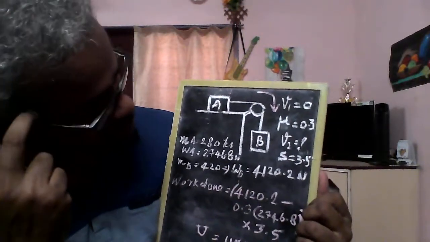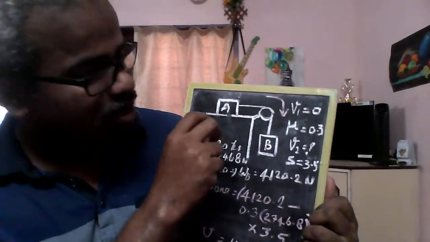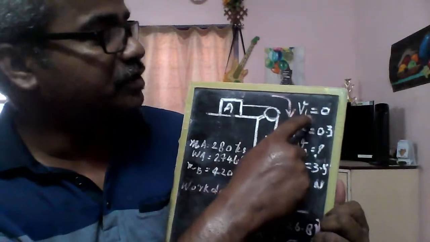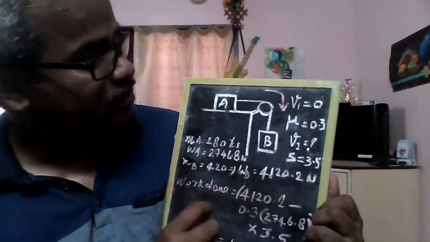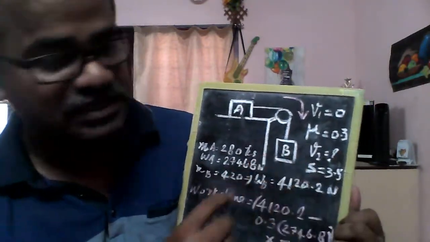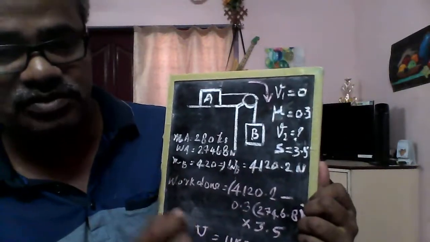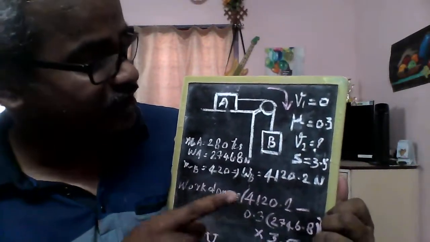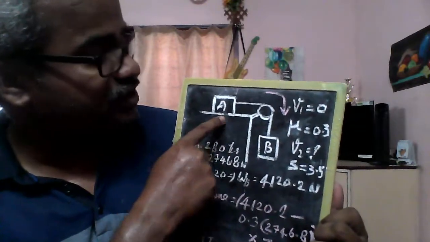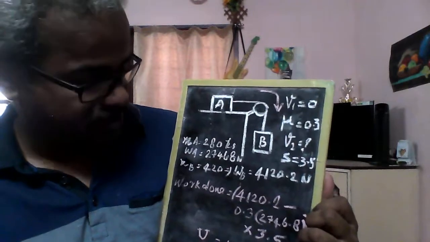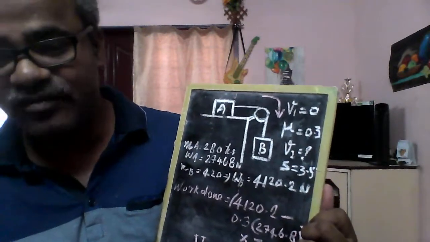What is asked in this problem? If the block starts from rest, the initial velocity will be 0, and what is the final velocity after 3.5 seconds? That is what the question asks. The given data is that the coefficient of friction mu is 0.3. Now how do we find the work done first of all?